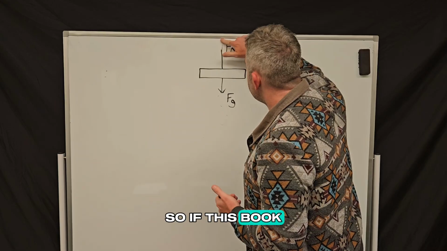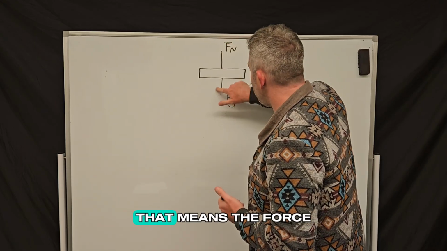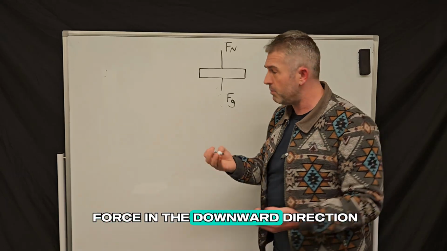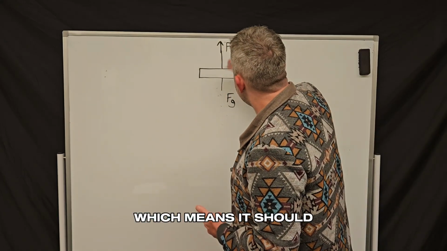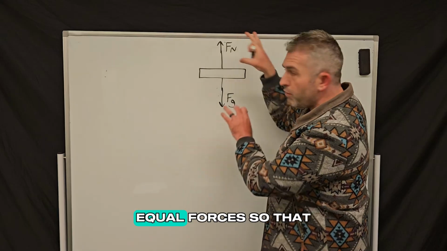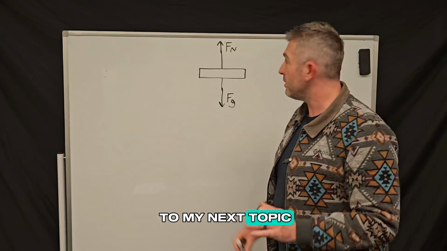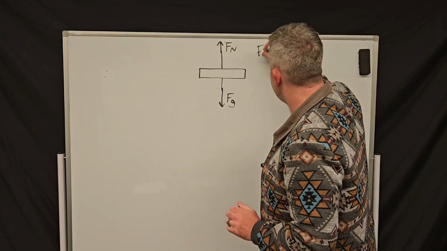So if this book is not accelerating, that means the force in the upward direction should be exactly as strong as the force in the downward direction, which means it should be like this, equal forces, so that they cancel out. And that brings us to my next topic, which is something called net force.